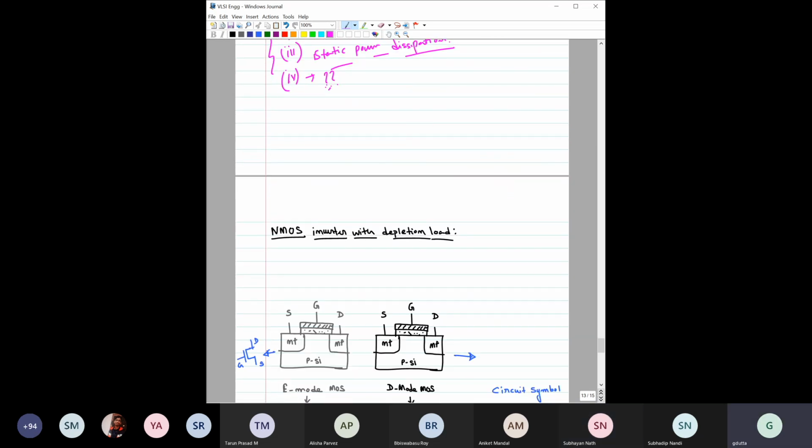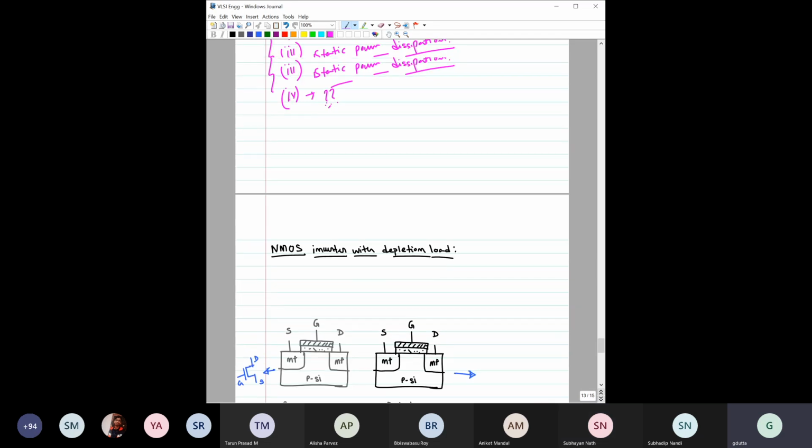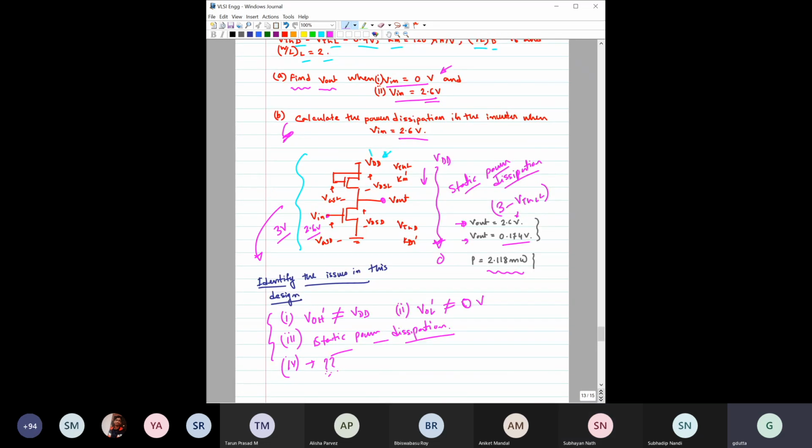Sir, I thought I would be able to do the next part, but anyway. Sir, to solve this static power dissipation issue, we need such a load that when logic 1 is applied, there should not be any direct path from VDD to ground, right? Exactly, Shubhayan. You are absolutely right.